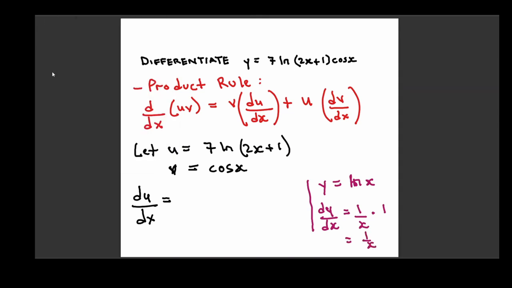Using the same principles, du/dx is equal to 7 multiplying 1 over (2x + 1), the inner function, multiplying the inner derivative, which is the derivative of 2x + 1, which is 2. So du/dx is equal to 7 times 1 times 2, it's 14 over (2x + 1).